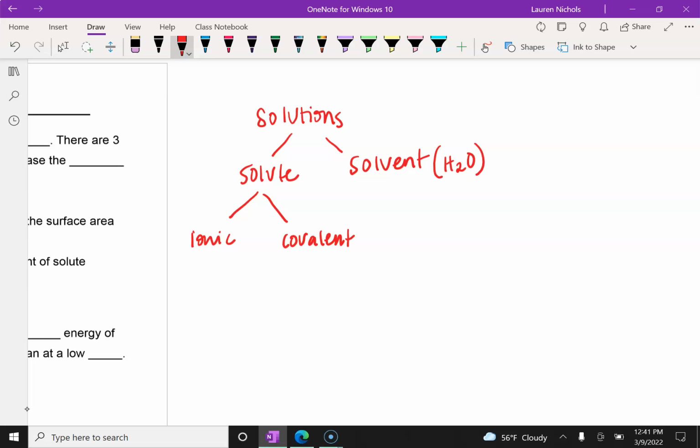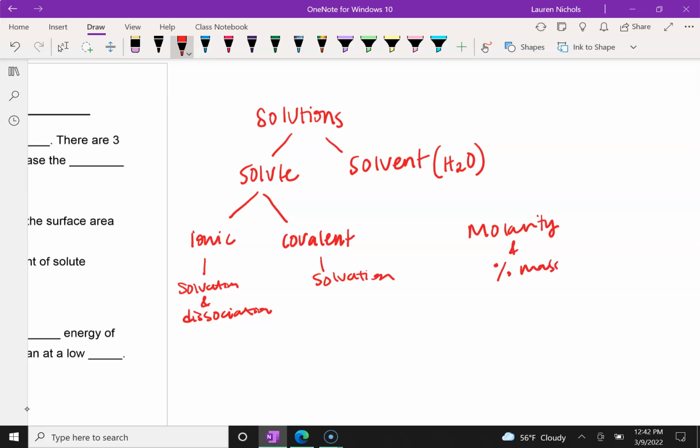We talked about how ionic compounds, when they try to dissolve to create the solution, they do it through solvation and dissociation, right, as their process. But covalent compounds are solvation only. And then in our last lesson, we learned how to measure the strength of our solution and the concentration through molarity and percent by mass.